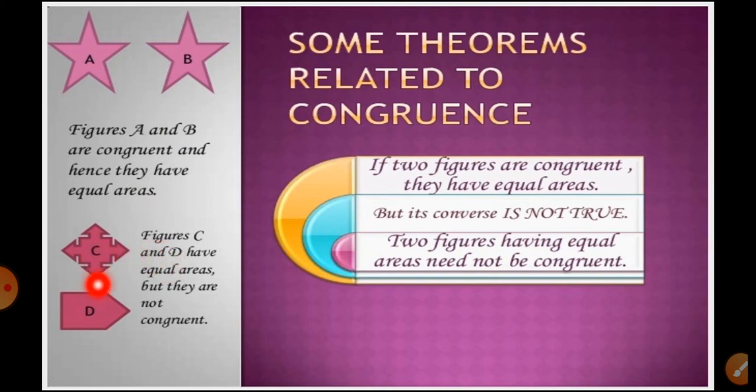Figures C and D have equal areas, but they are not congruent. If two figures are congruent, they have equal areas. These figures are congruent, so they have equal areas. But its converse is not true. Two figures having equal areas need not be congruent.